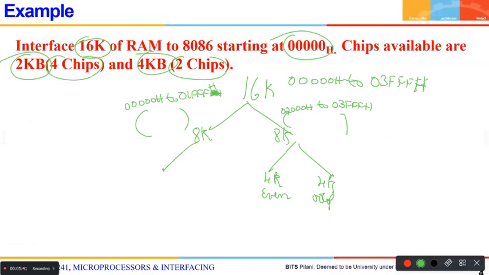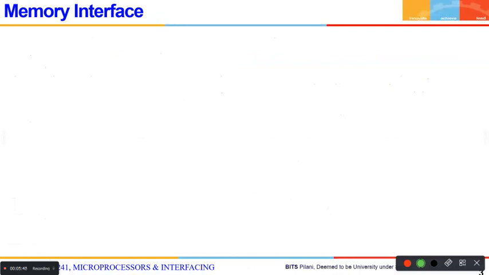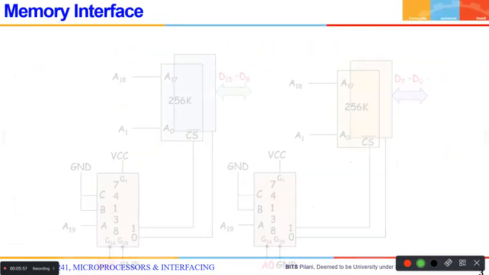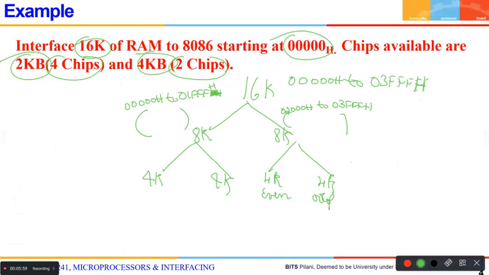Now, here, once again divide this 4K into 4K, 4K. Are 4K chips available? No, but 2K chips are available. Now, what is the address range of this? This address range is required. What is the address range of this? Now you tell me.